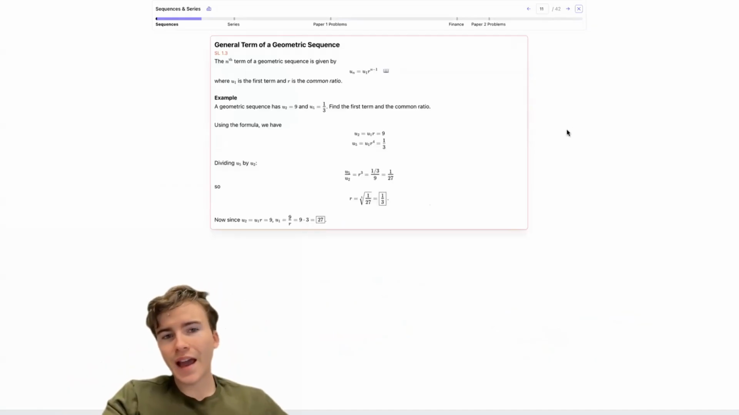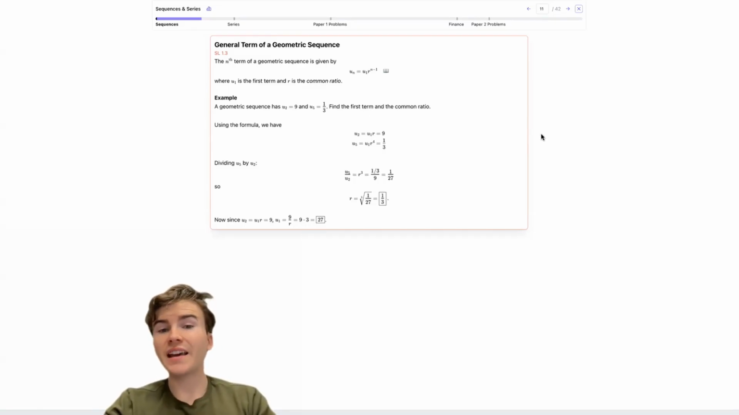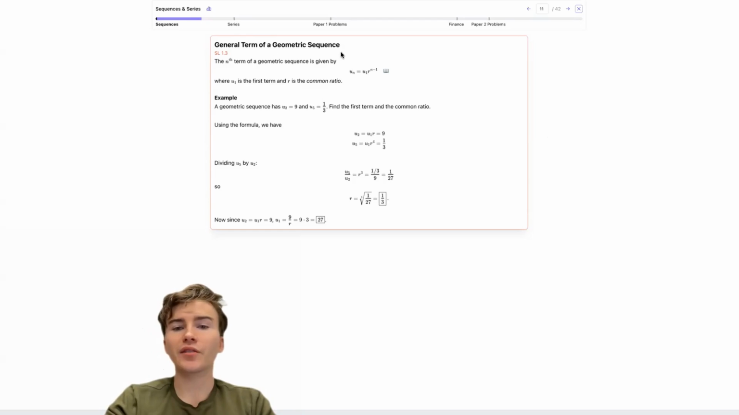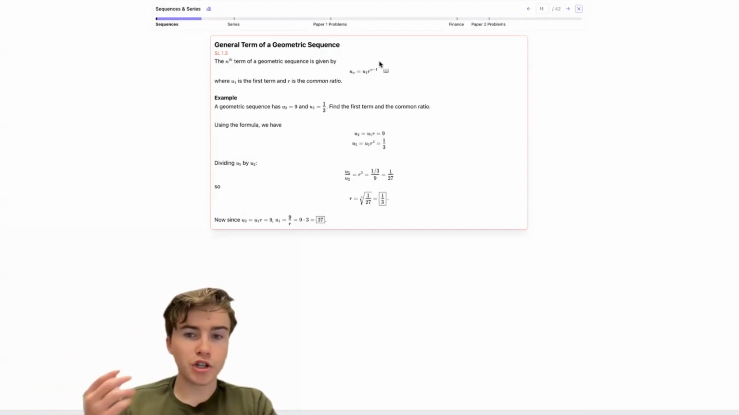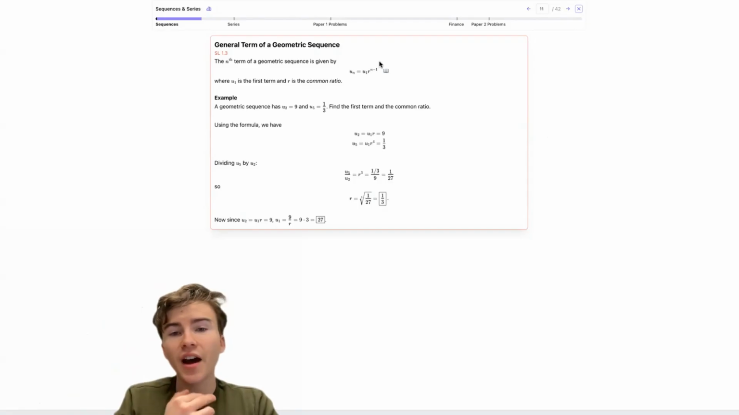So in the same way that we had a general term for the arithmetic sequence, right? We had a formula for finding any given term in an arithmetic sequence. We have a similar formula for finding any term in a geometric sequence. So if we started with the first term and we multiply by r to get to the second term, multiply by r again to get to the third term, etc., then each time to get to the nth term, we've multiplied the first term by r and then r again.